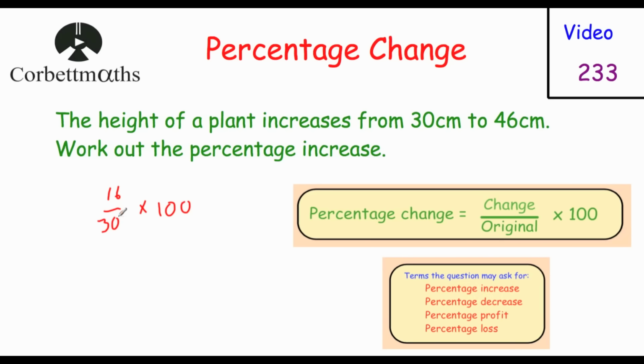So if we do 16 divided by 30 times 100, that's equal to 53.333 and so on percent. So the percentage increase would be 53.333 and so on percent. Or we could round this. Sometimes in the question you're asked to give your answer to 1 or 2 decimal places. So let's round this to 2 decimal places. So the answer would be 53.33%. And that's it. So percentage change is change divided by original times 100.